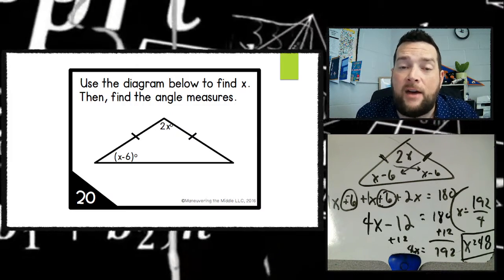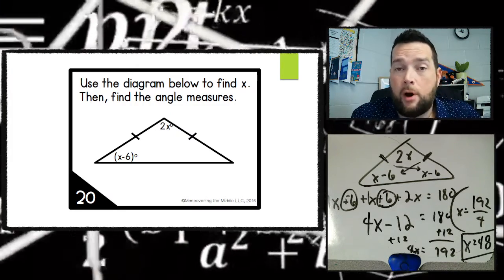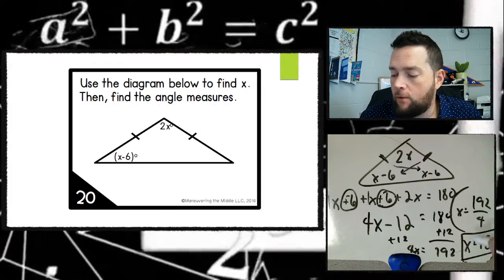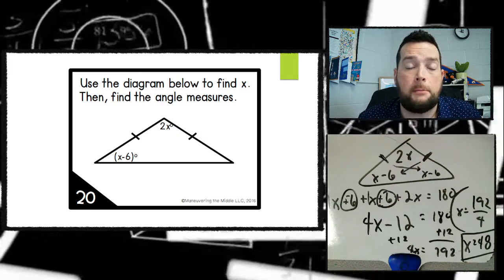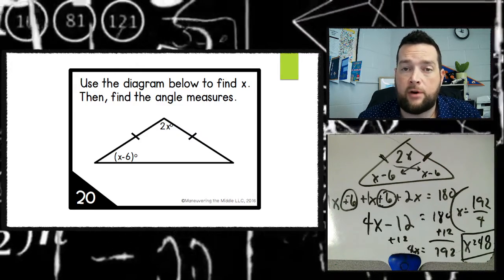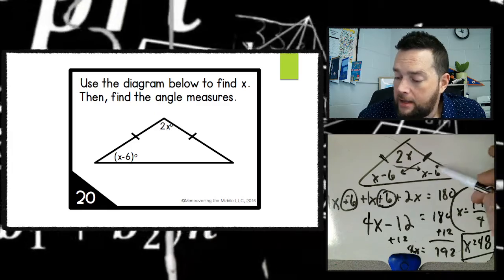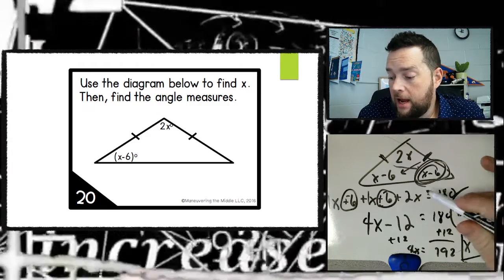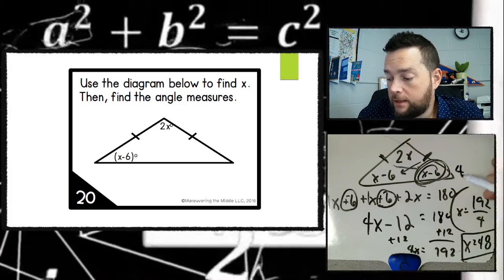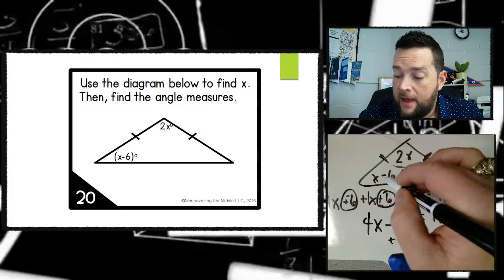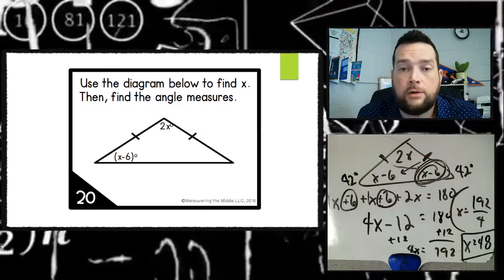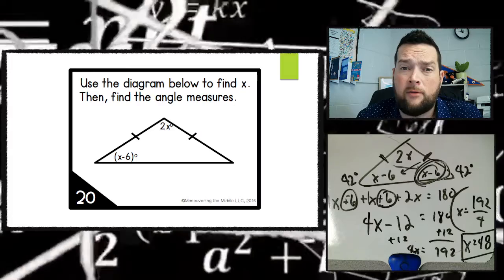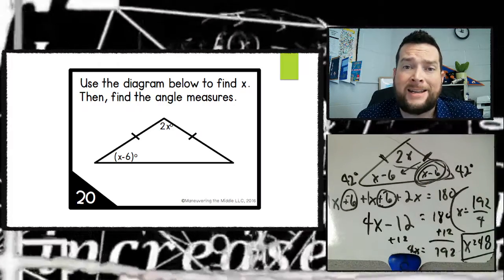Now, if you didn't get that value for x, then I want you to pause the video, and go back, and plug that value of 48 into each of these expressions to come up with the angle measures. See if you can try that first. All right, this expression is x minus 6, so 48 minus 6 is 42, all right? And that one's the same thing, so that's also 42, all right? If I added those together, that's 84, and I took that away from 180. This needs to be 96, all right?